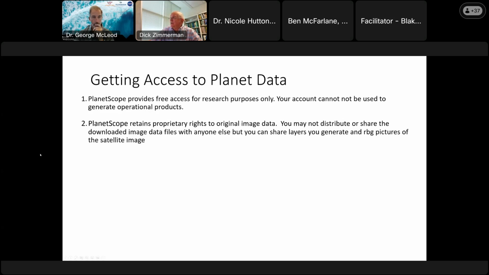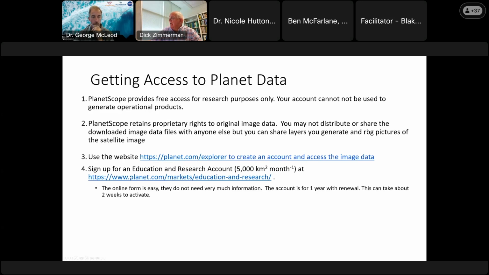You may not distribute or share the image download files with anyone else, but you can share the layers you generate, and you can share RGB pictures of the satellite and publish them. Planet just wants an acknowledgement in the publication. You can use this website to create an account and access the data, and you can sign up for an education and research account, which gives you about 5,000 square kilometers a month.